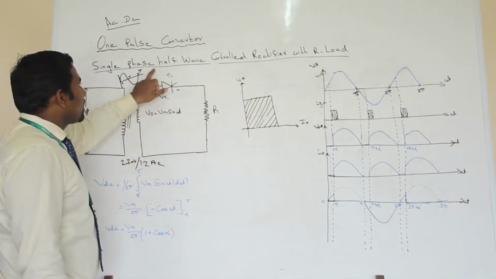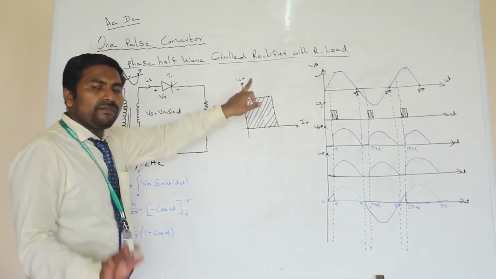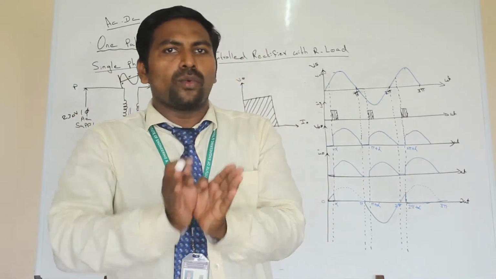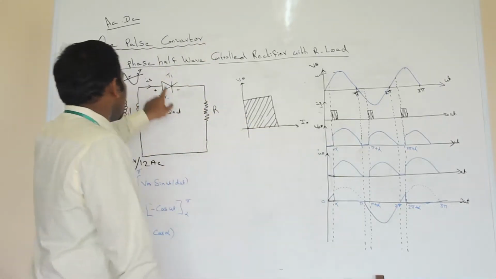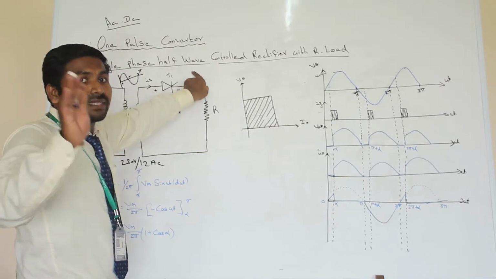Why is it called a single phase half wave controlled rectifier with R load? Here we are converting only the half pulse. Only the half pulse we are going to convert. So it is called single phase half wave. Only the half pulse is converted.